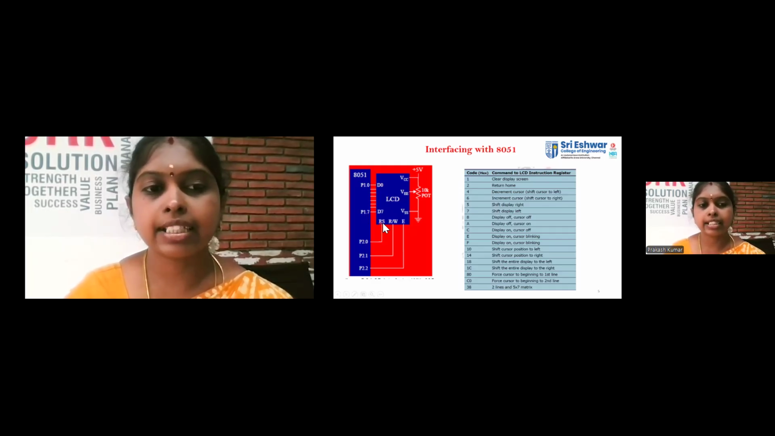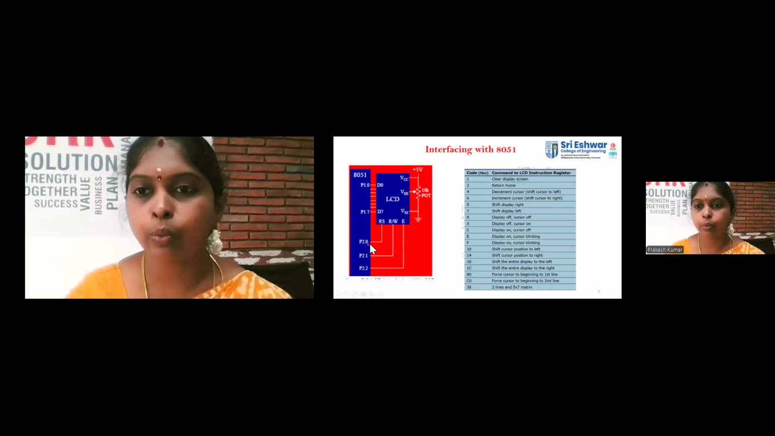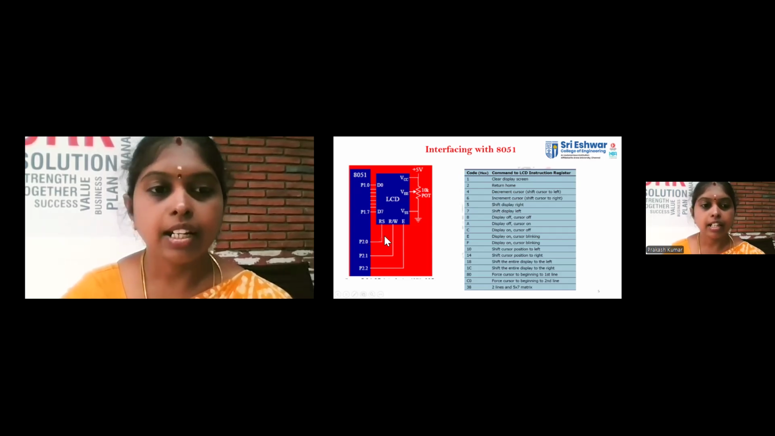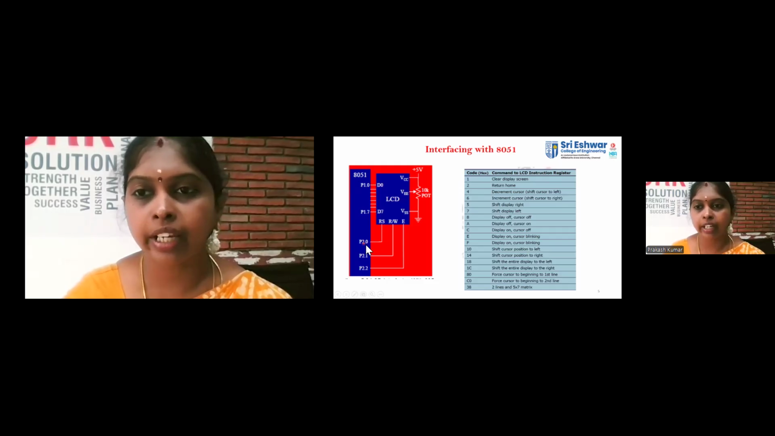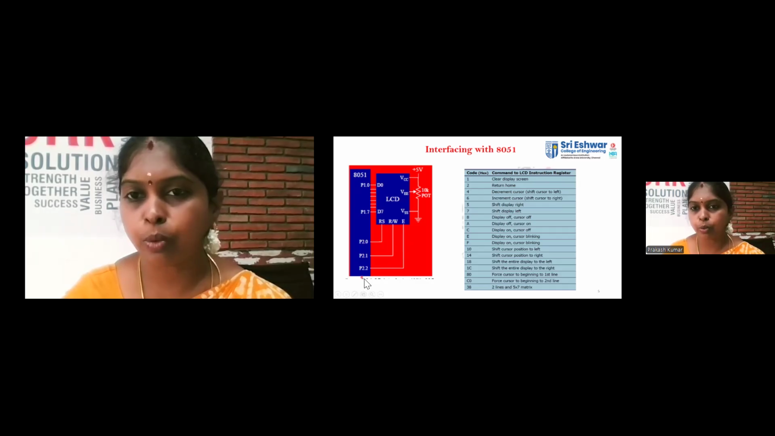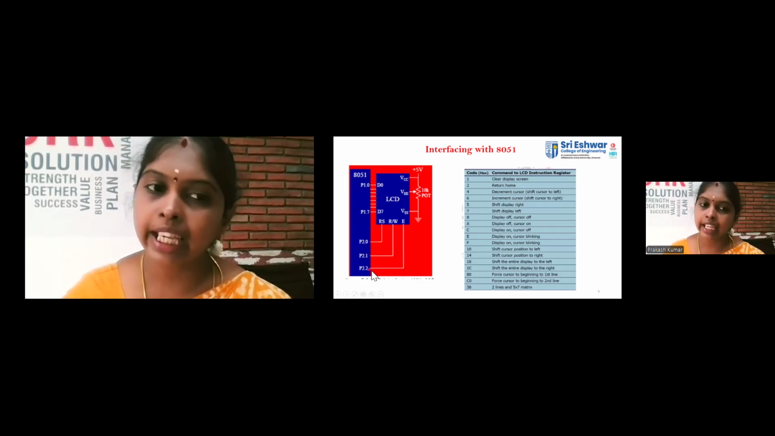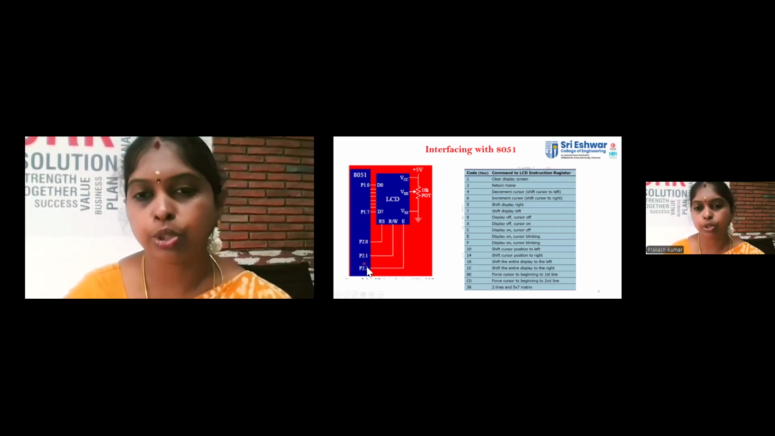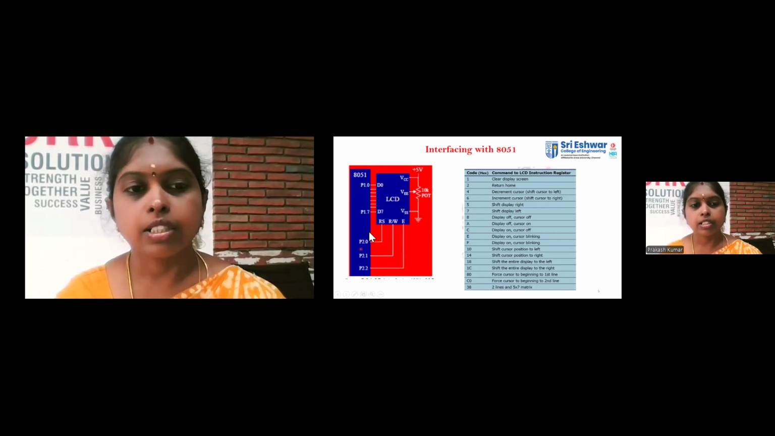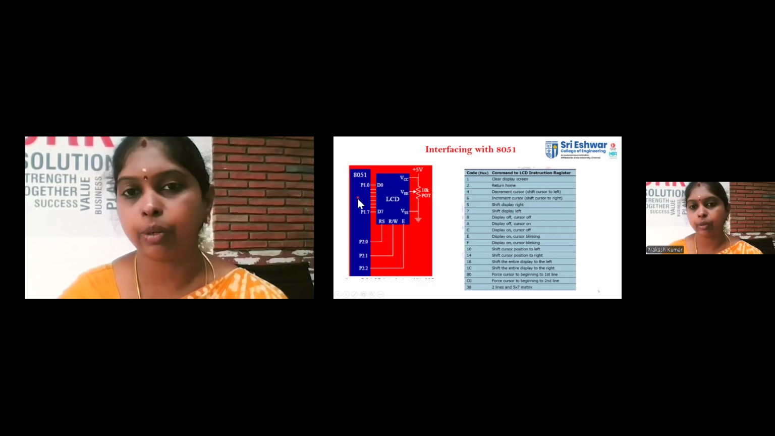So next RS, RW, E. This also should be connected to the port. Only then you can control them. So RS is connected to port 2.0. RW is connected to port 2.1. E is connected to port 2.2. And this also, you can use any ports. Here they have used port 2 for this operation. So clear? This is the interfacing diagram of LCD with the 8051 microcontroller.